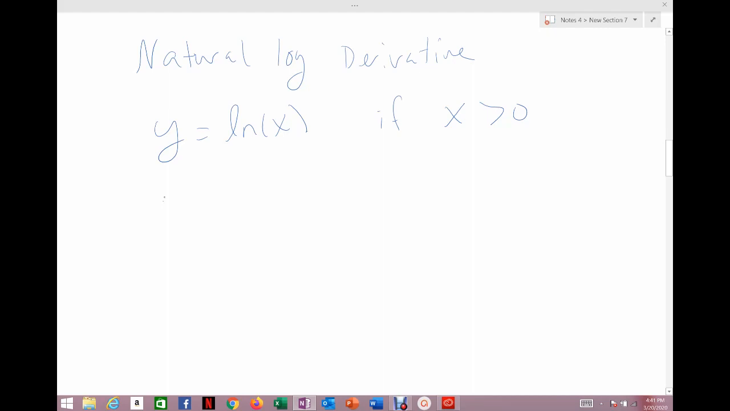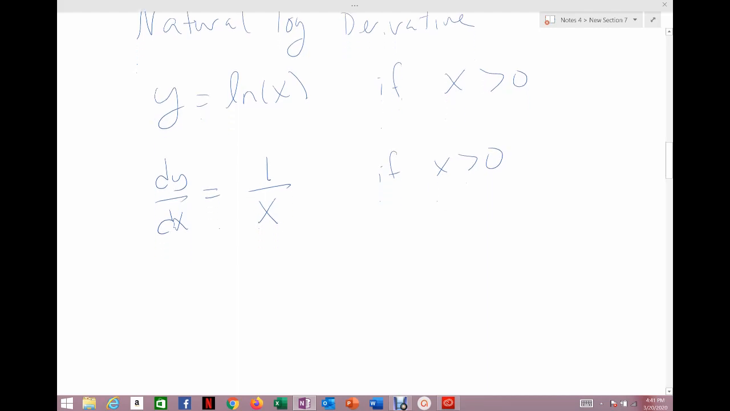All right, so when I take the derivative of this, and this is just something you're going to have to memorize, the derivative of the natural log is 1 over x if my x values are positive. So again, it's 1 over x if x is greater than 0. Sometimes we get around the if x is greater than 0 by saying absolute value of x. But I'm just going to leave it like that. The derivative of the natural log is 1 over x.